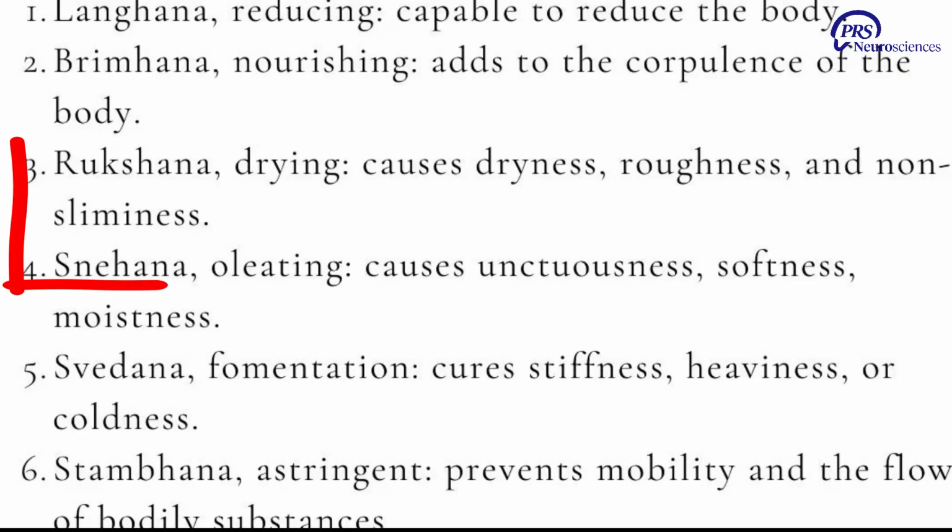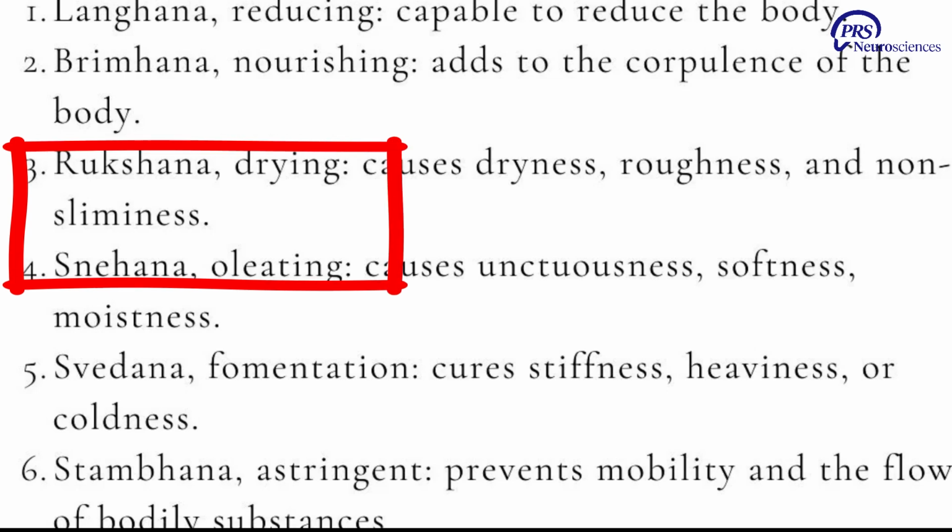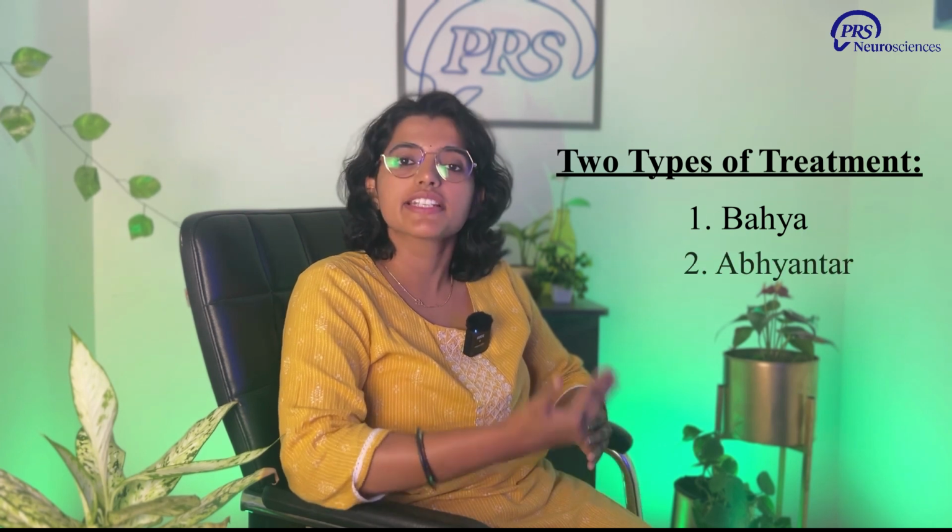Moving on to the treatment principle. When we are treating Vata and Kapha, we have two main treatment plans, called Rukshana and Snehana. These are the main treatment principles by which we treat Vata and Kapha, that is, spasticity in Ayurveda. We have two types of treatments: Bahya Chikitsa, the external treatments, and Abhyantara Chikitsa, the internal medications, which can help in treating spasticity.